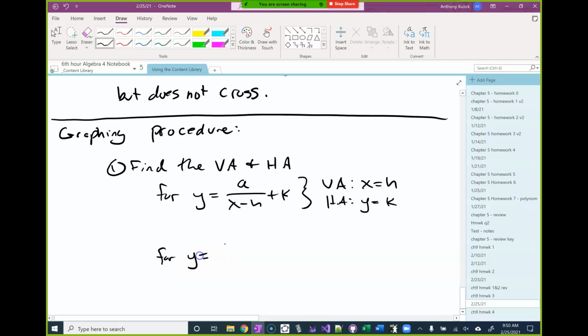If we have the other form, the vertical asymptote is x equals negative d over c, and the horizontal asymptote is y equals a over c.